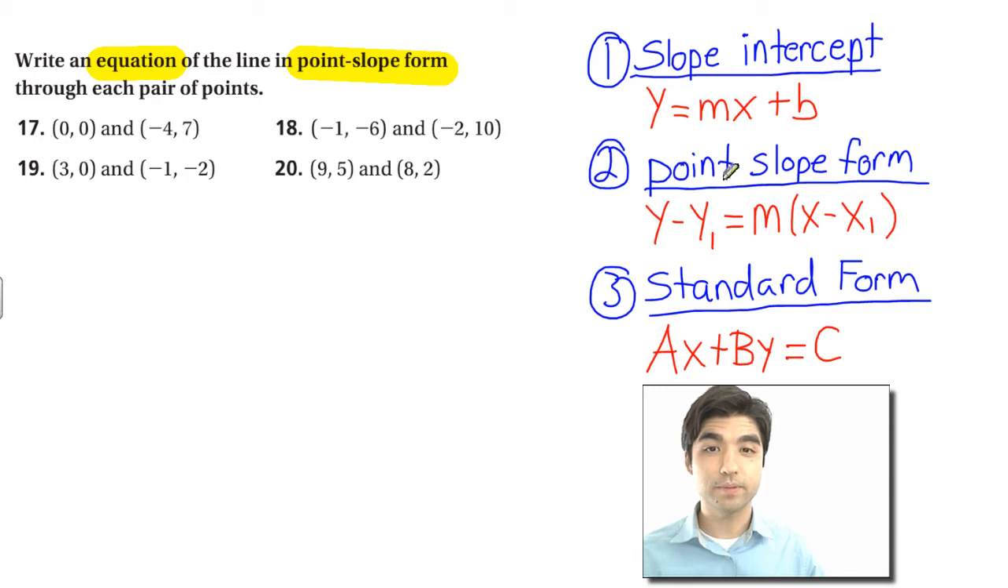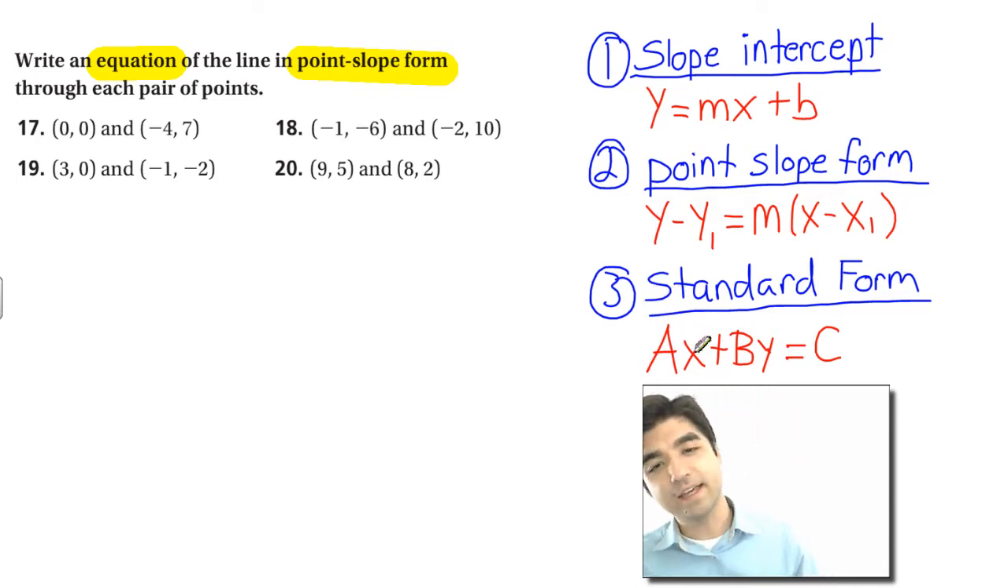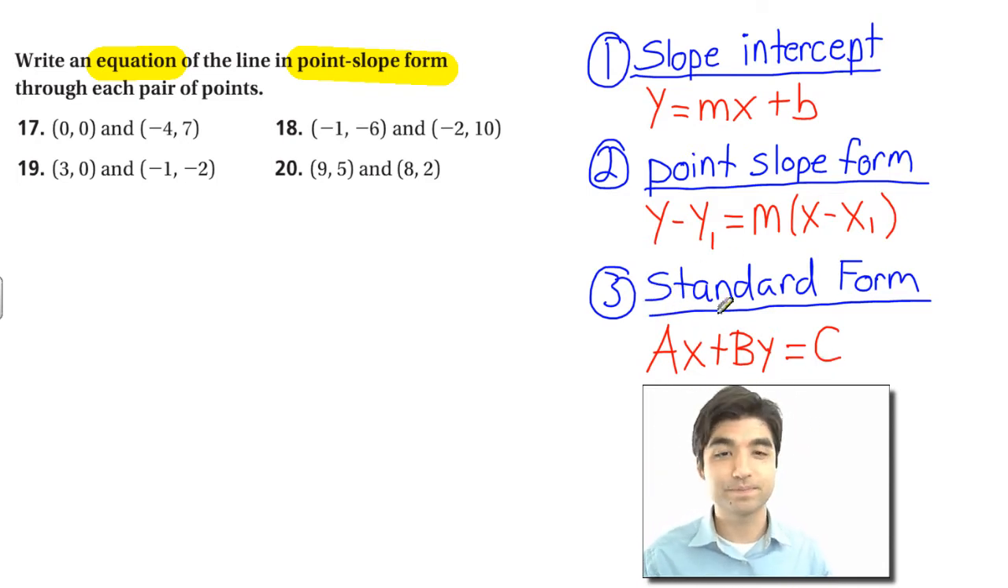Now, point-slope form, remember that there's three different types of linear equation forms. That's the slope-intercept form, where it's y equals mx plus b, point-slope form, where it's y minus y1 equals m times x minus x1, and the standard form, which is ax plus by equals c. Okay, so it wants us to write it in point-slope form, which is this one right here.